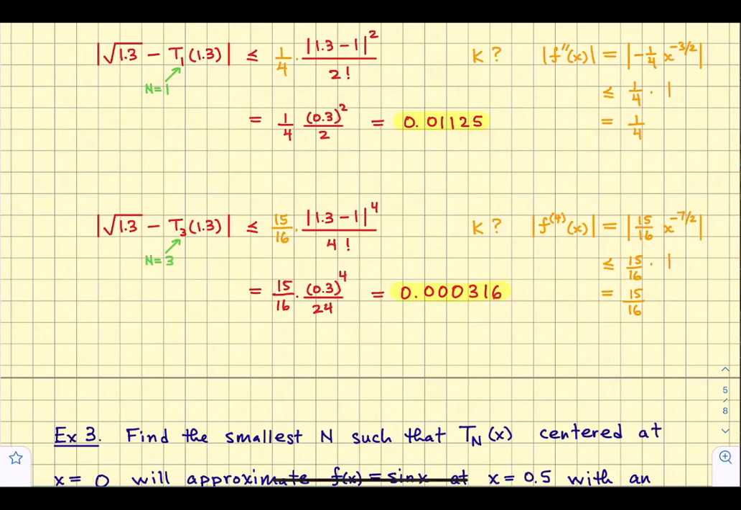So notice our n increased from 1 to 3, and notice how much our absolute error shrank. So the approximation definitely improved by cranking up the n here, even though we kept the value that we were approximating exactly the same.